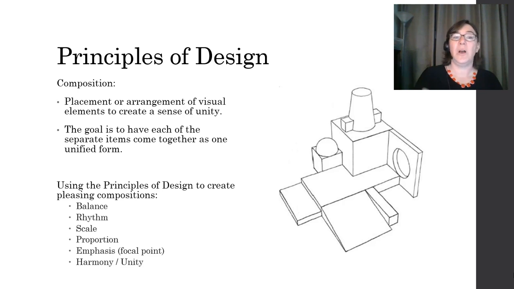So one way to talk about how to create this unified form is to use the principles of design. They are balance, rhythm, scale, proportion, emphasis, and harmony.